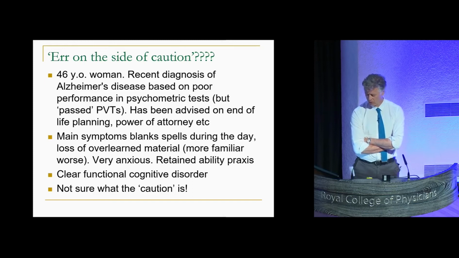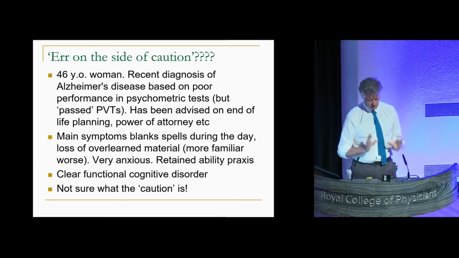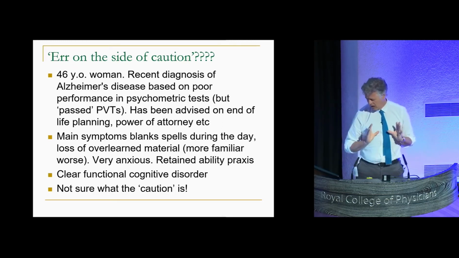A 46-year-old woman had a recent diagnosis of Alzheimer's disease based on poor performance on psychometric tests. And please note she passed performance validity testing. Performance validity testings, I think, have big accuracy problems, and I really commend to you Laura McWhirter's excellent review of them. Had been advised on end-of-life planning, power of attorney. This is a 40-something woman with a young family. No attention paid to the fact there was normal imaging.